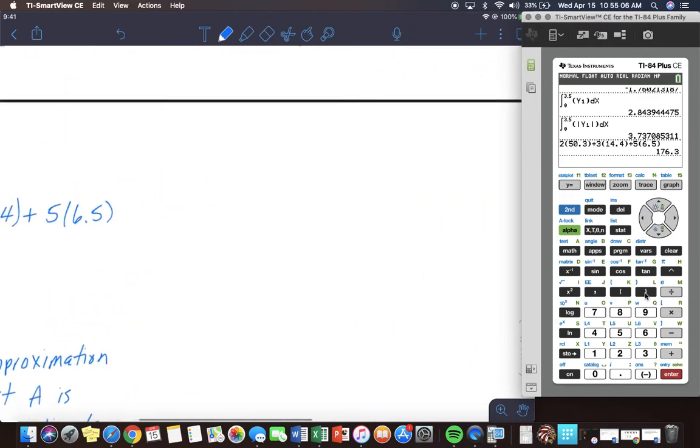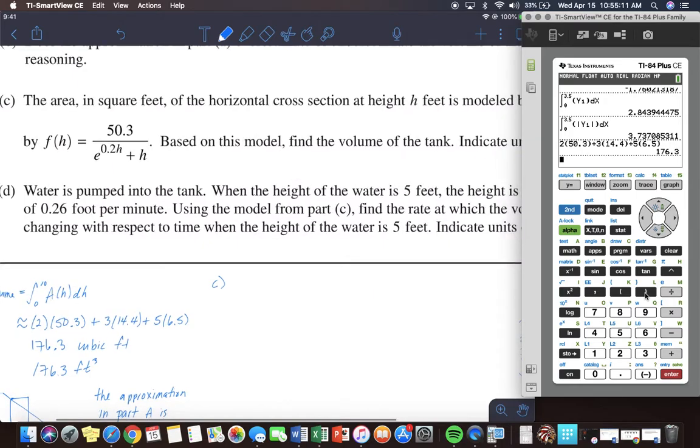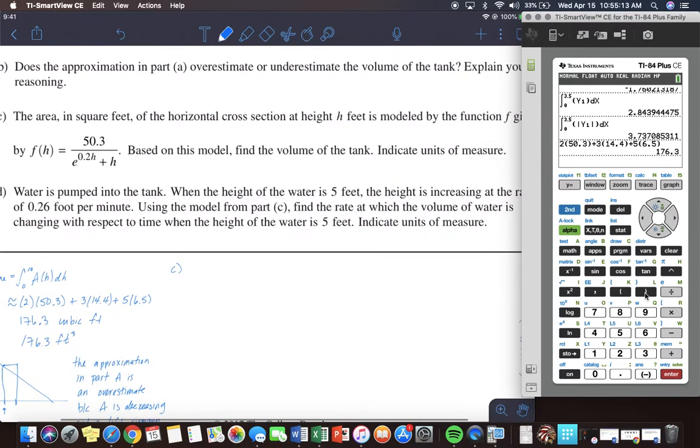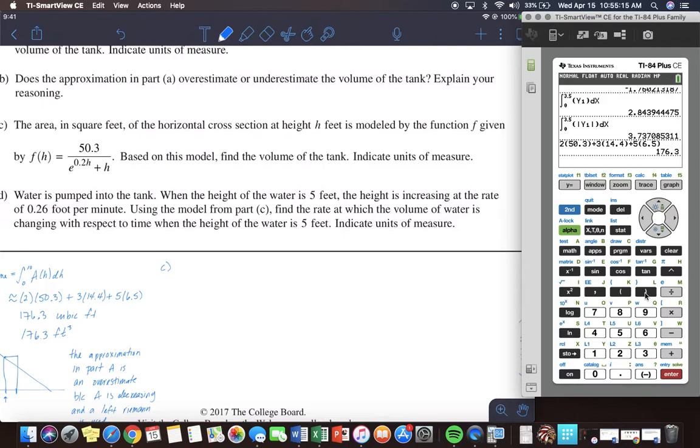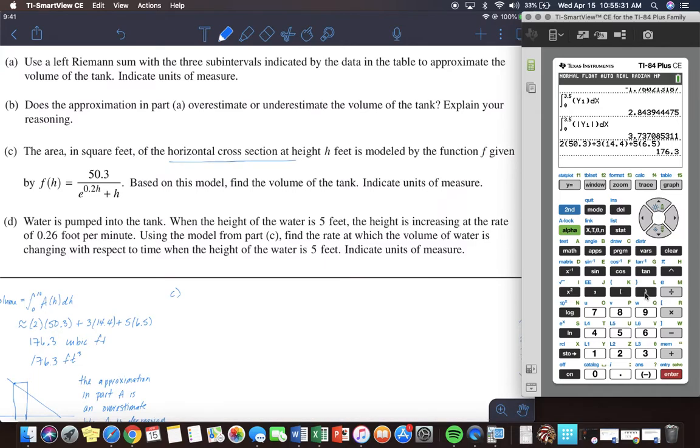Okay, part C. Part C says the area in square feet of the horizontal cross-section at height h is modeled by the function f given by f of h. Based on this model, find the volume of the tank, indicate units of measure. Okay, so again, this is a similar idea as what we did in part A. It says the horizontal cross-section at height h is modeled by the function f. So if we take all these cross-sections and add them all up, we could find the volume.